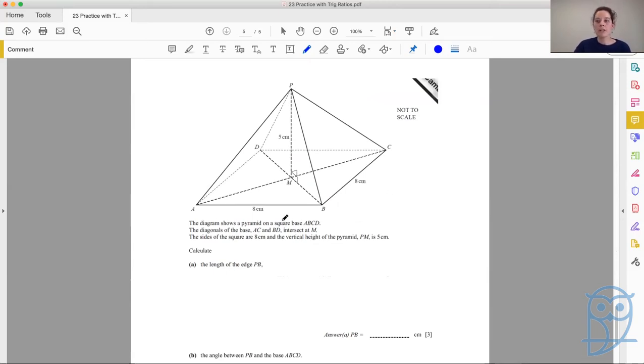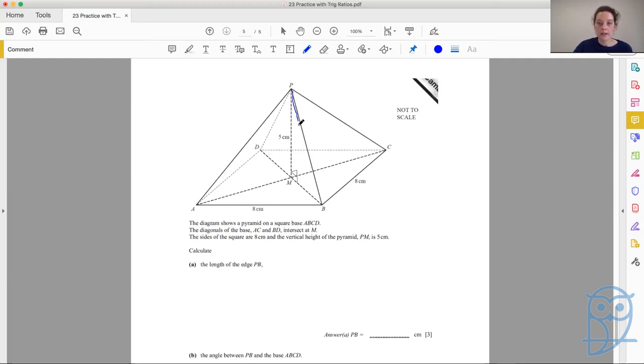So we have a pyramid on a square base. We have the diagonals of the base AC and BD intersecting at M. We have the sides are 8 centimeters and the vertical height is 5 centimeters. Calculate the length of the edge PB.